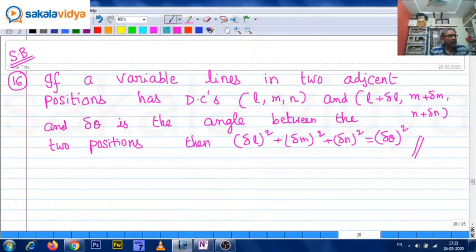So these are the concepts you need to remember. Direction ratios and direction cosines are a very simple chapter. Tomorrow we shall go for the problems.